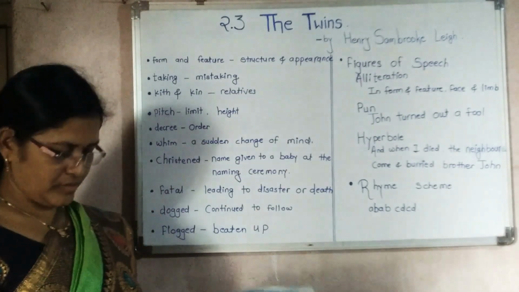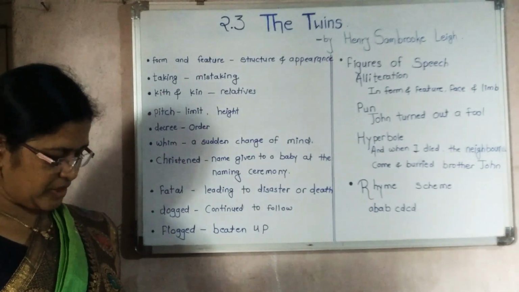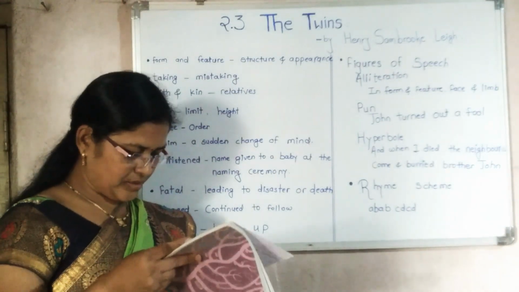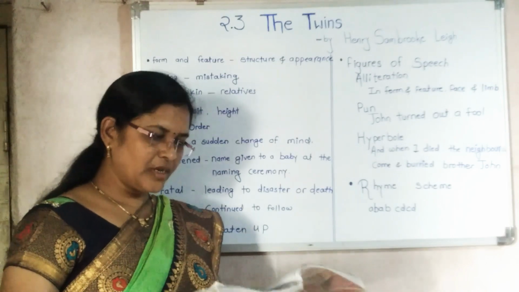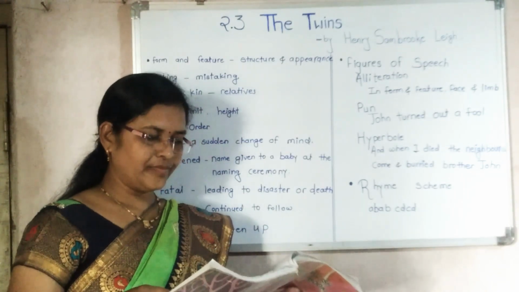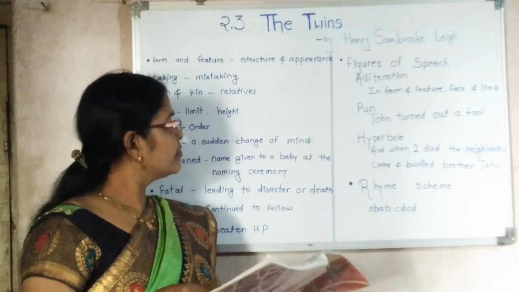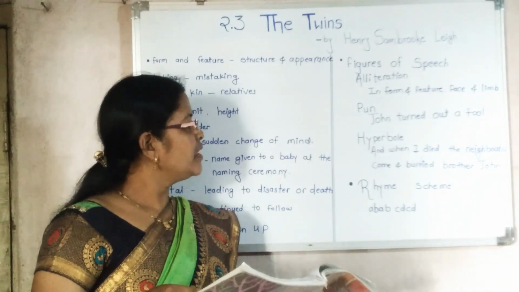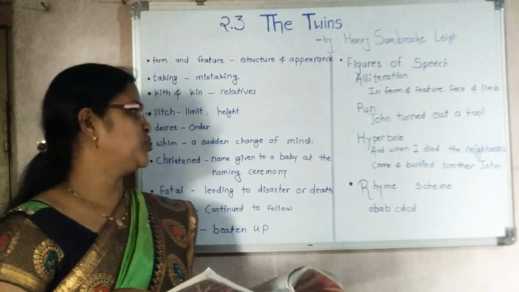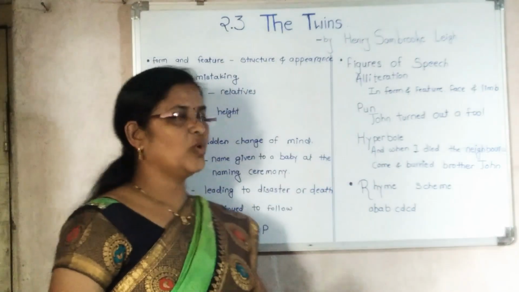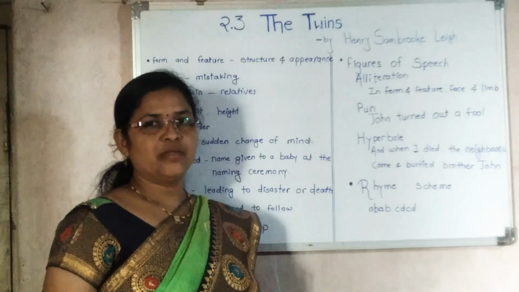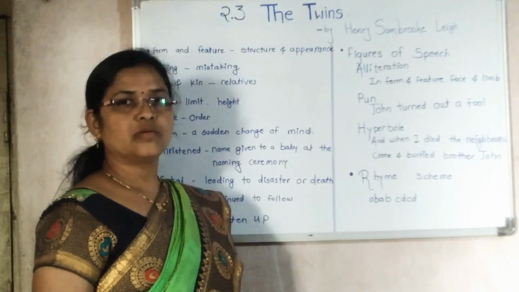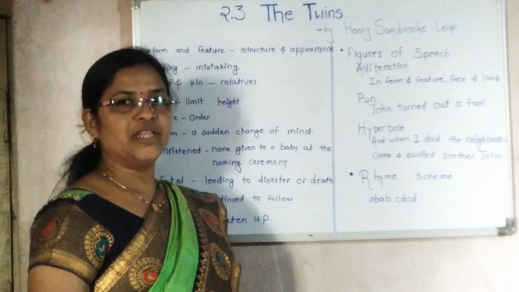The third figure of speech is hyperbole, and that hyperbole is in the last stanza: And when I died, the neighbors came and buried brother John. This is an overstatement. It is impossible to bury a living person.